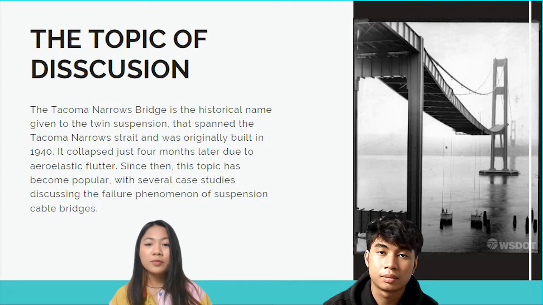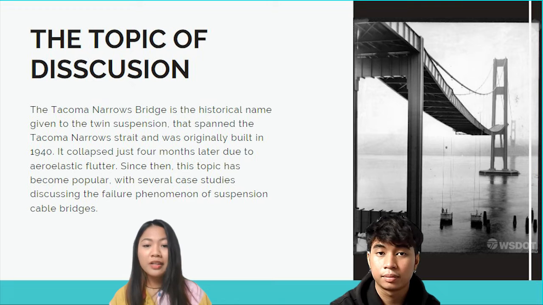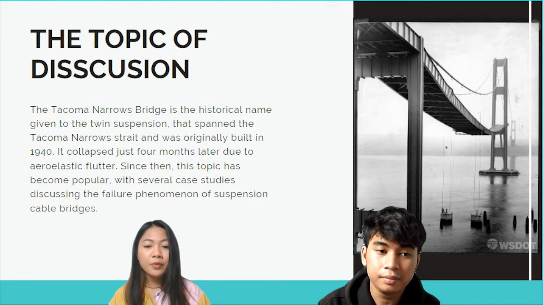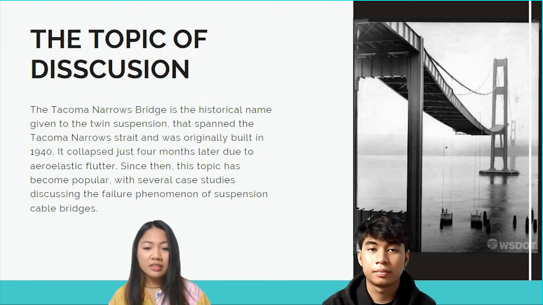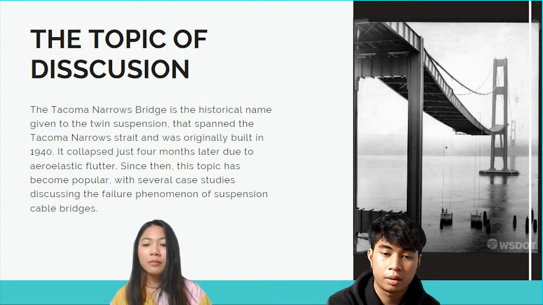The Tacoma Narrows Bridge is the historical name given to the twin suspension bridge that spanned the Tacoma Narrows Strait and was originally built in 1940. It collapsed just 4 months later due to elastic failure. Since then, this topic has become popular, with several case studies discussing the failure phenomenon of suspension cable bridges.